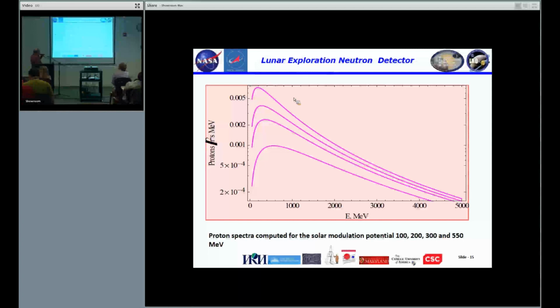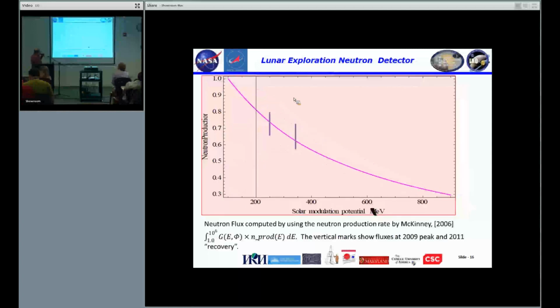And the next step: this was the charged particles, now we come to neutrons. In the case of neutrons, we use the neutron production rate. We compute the neutron production rate by charged particles using results by McKinney, who did very meticulous, very good work computing the production rate when a single proton hits the ground and produces neutrons. This is the production rate by McKinney, this is the flux which comes from the previous slides, and the result of the computation is this.